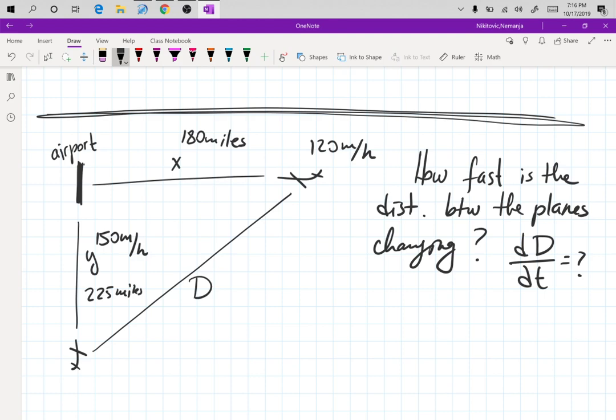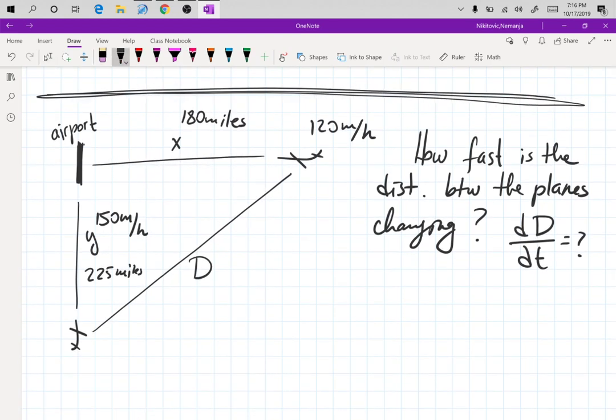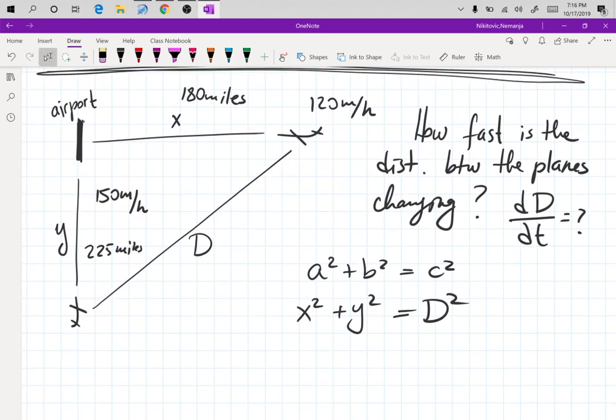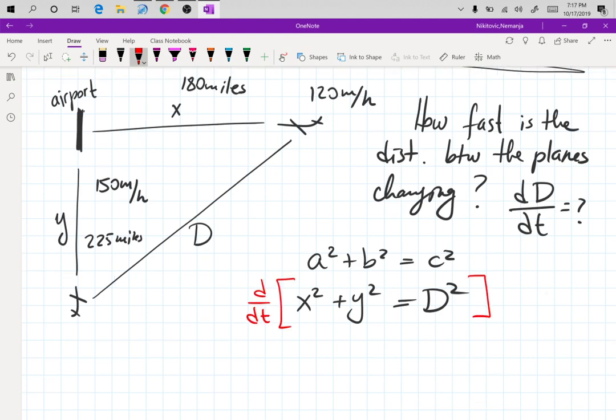Awesome. So we are going to use Pythagorean theorem, where you have your a squared plus b squared is equal to c squared. Now, you're not going to use a, b, and c because you already have your x, y, and d. So x squared plus y squared is equal to d squared. And now you take the derivative in respect to time.